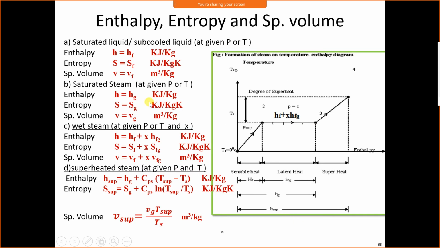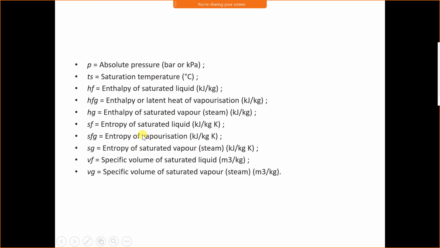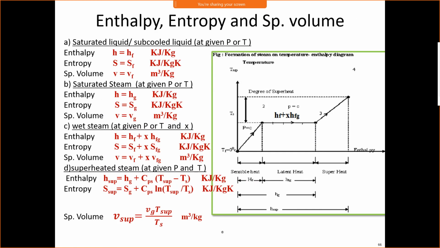Now this part we'll see in the next lecture. To understand this part, we'll learn how to take values from the steam table. Before this part, we'll see the steam table because we have to solve numericals based on this part.